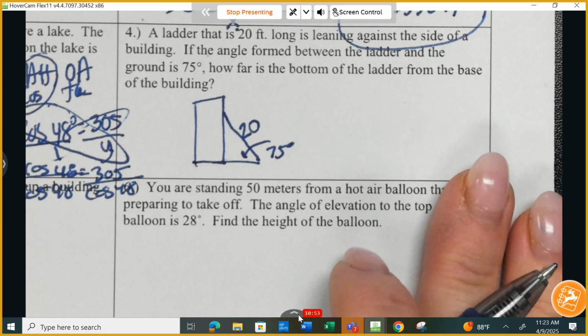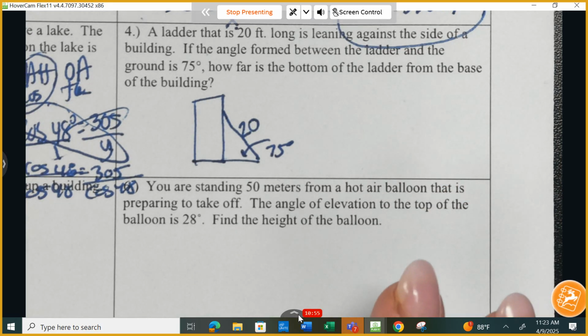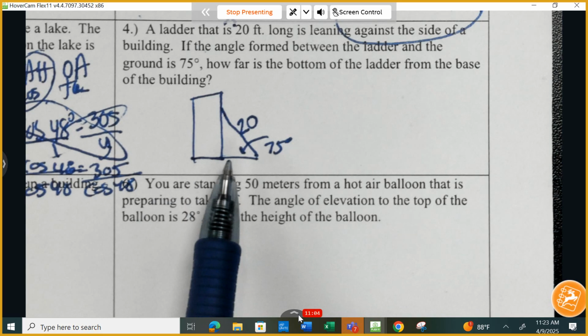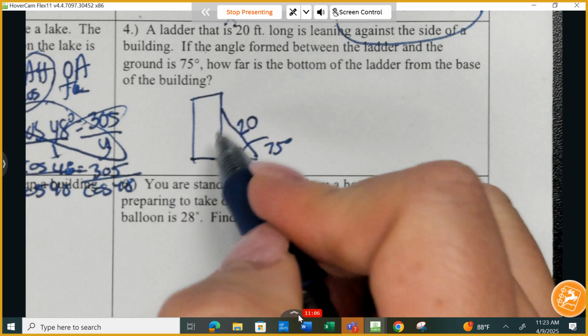So turn to somebody next to you, but I'm only going to give you 5 seconds so we can get through stuff today. Is the part that I'm trying to find, please look up here, is the part that I'm trying to find this vertical length or the horizontal length? Turn to your partner. Which one is it?